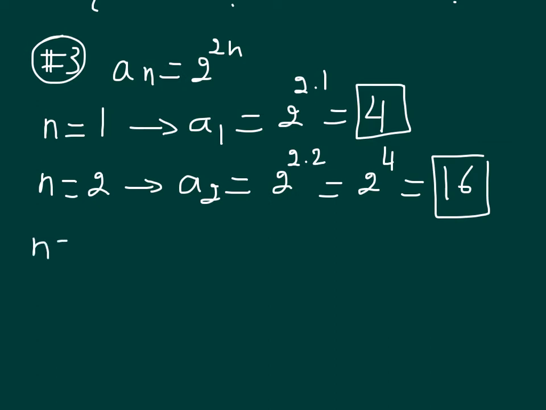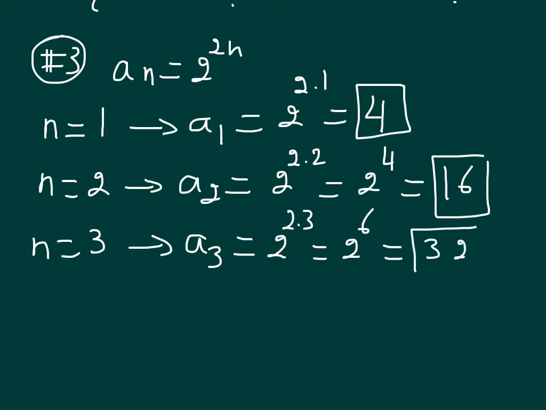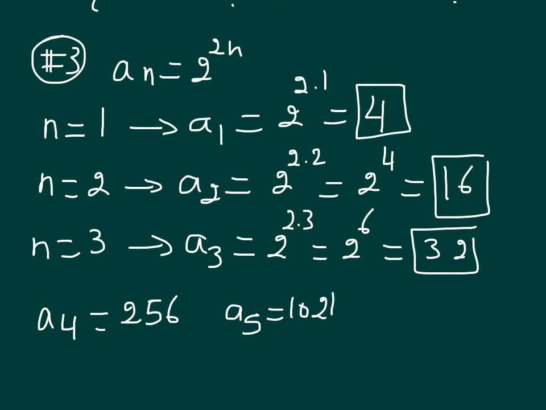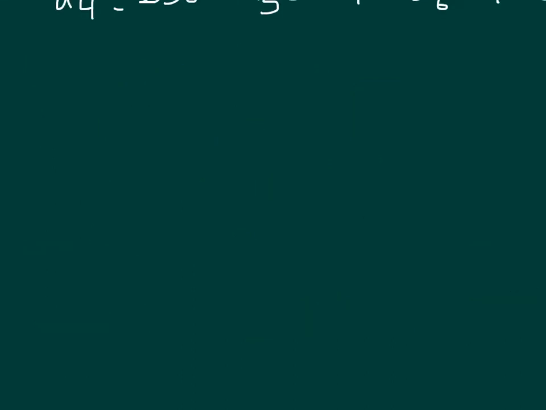Continue with this pattern, n equal to 3, n equal to 4, n equal to 6. I need you to continue, and then you get the answers. 2 times 3 is 6. 2 to the 6 is 32. Please continue that pattern to get to the next one, A4, which is 256. You get A5 to be 1024, and to get to A6, which will be 4096.